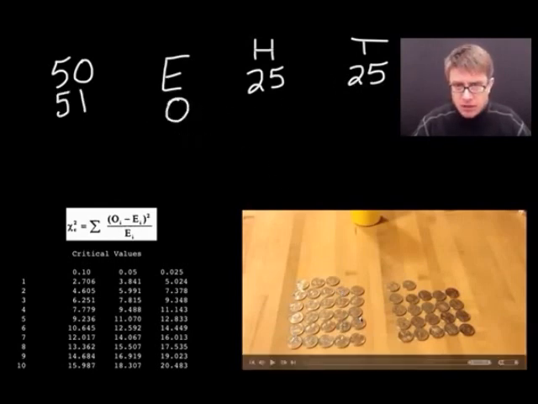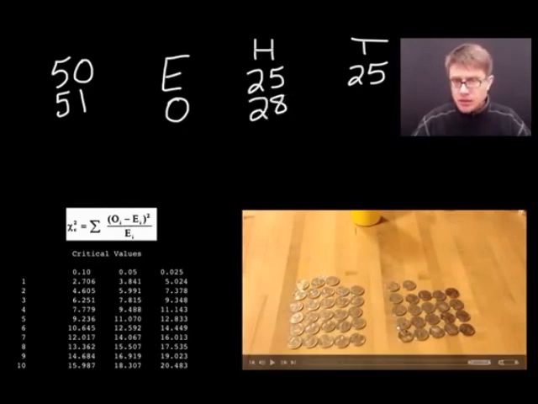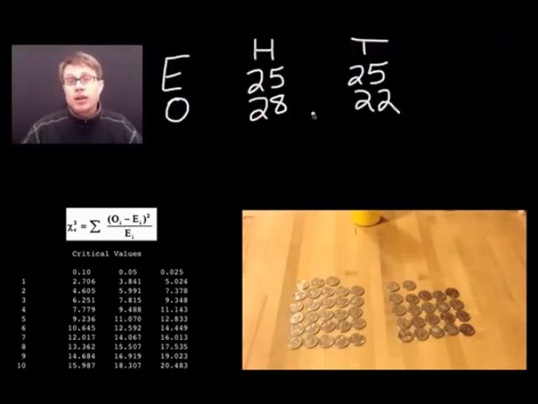If we look at our observed values, well, let's look down here. How many heads did we get? So that'd be 28 heads. And how many tails did we get? So that'd just be 22. Okay, so now we're going to apply chi-squared and come up with a critical value.